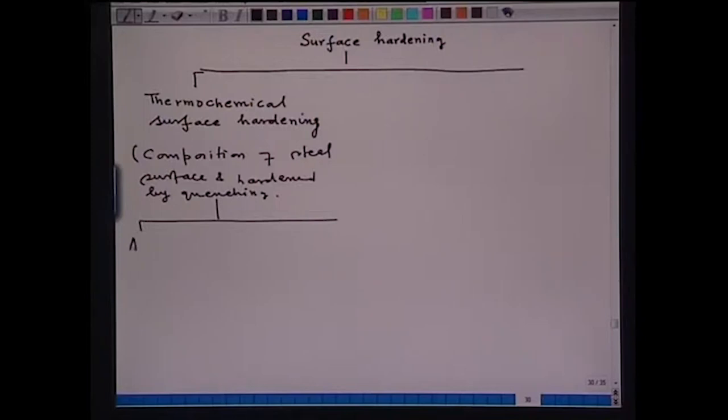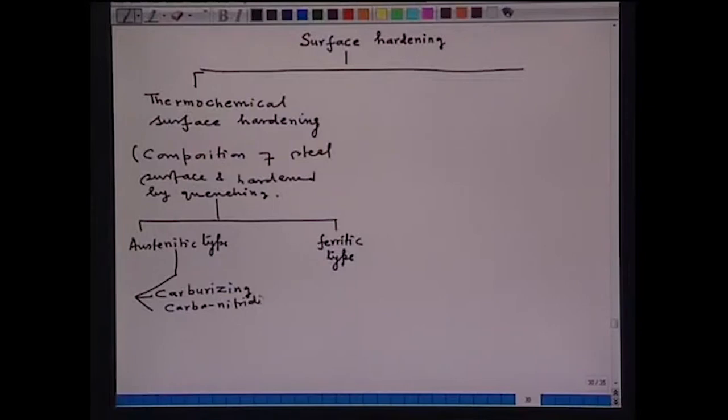So, here you have the austenitic type or you have the ferritic type. Now, the austenitic type, they are known as, for example, carburizing is one such method, carbonitriding is another method, then cyaniding is another method.